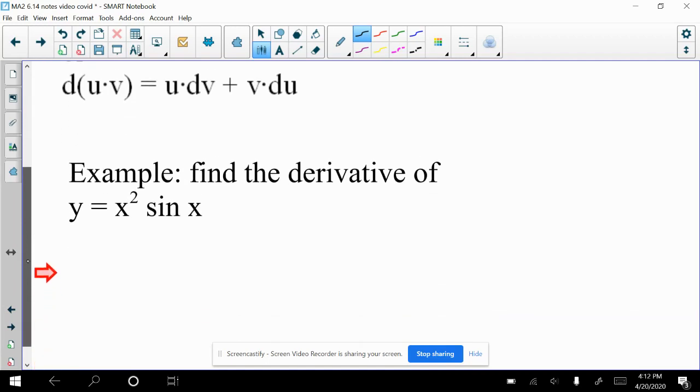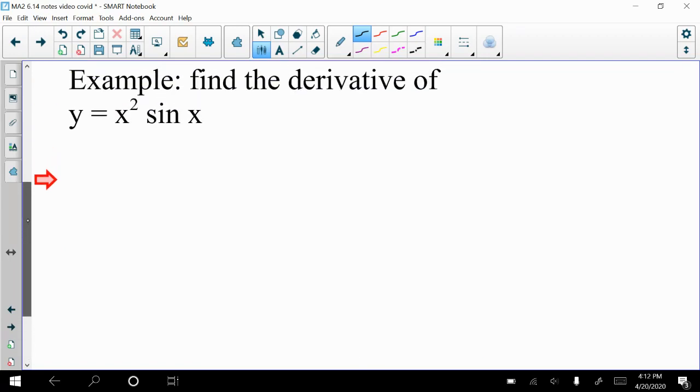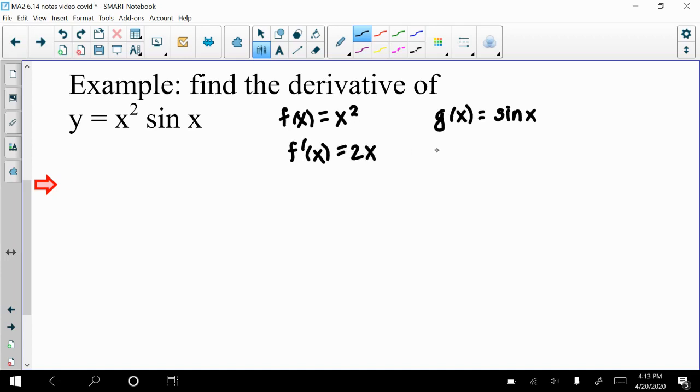That's just another notation. But here's that example that we had. Sorry, guys. So our first function would be x squared, so we'll say f of x is x squared. And our second function is sine x, so g of x is sine x. Then the derivative of f of x would be the derivative of x squared, which is 2x. And the derivative of g of x would be the derivative of sine x, which is cosine x.